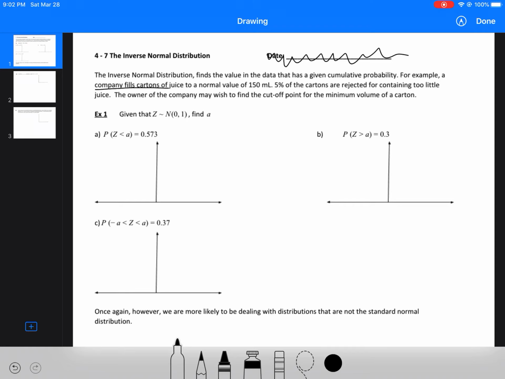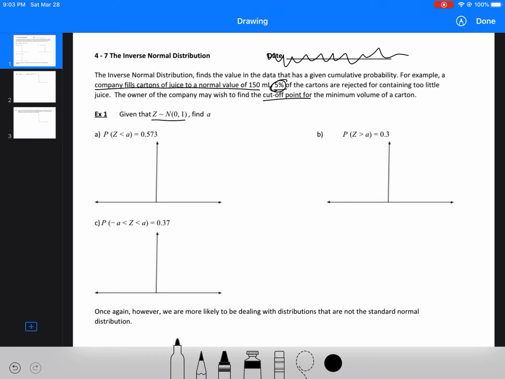For example, a company fills cartons of juice to a normal value of 150 milliliters. 5% of the cartons are rejected for containing too little juice, and so the owner of the company wants to find what the cutoff point is. They already know what the area underneath the curve is. So let's look at some examples.